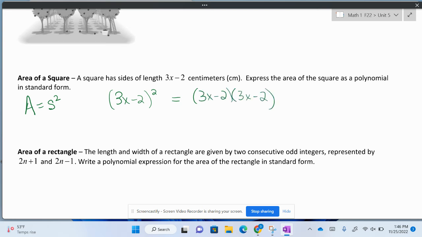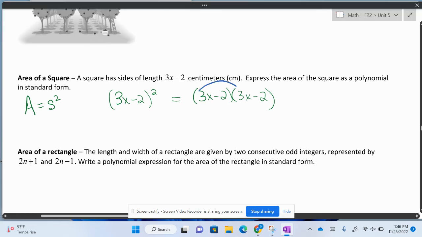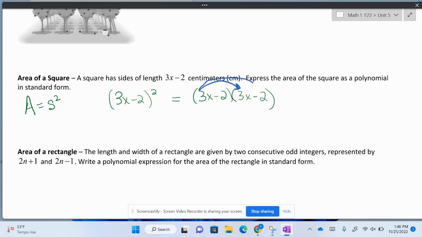3x minus 2. So I could use the distributive property or FOIL: the first term of the first parenthesis times the first term of the second, the outside, and then inside, and then the last of each. Or I could just use the method that we just learned and recognize the pattern.